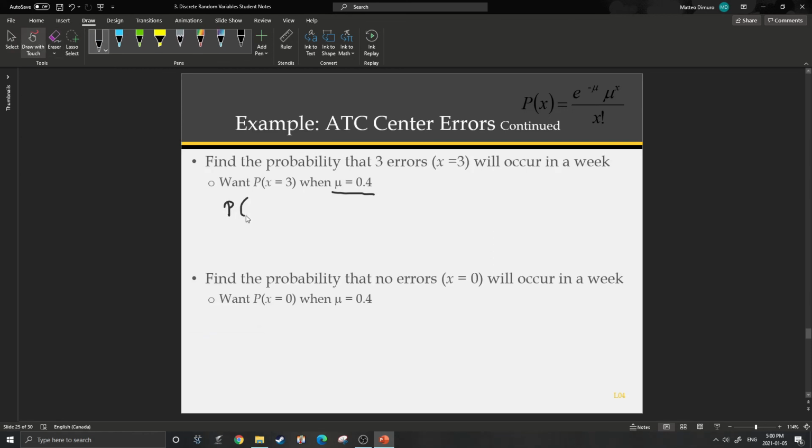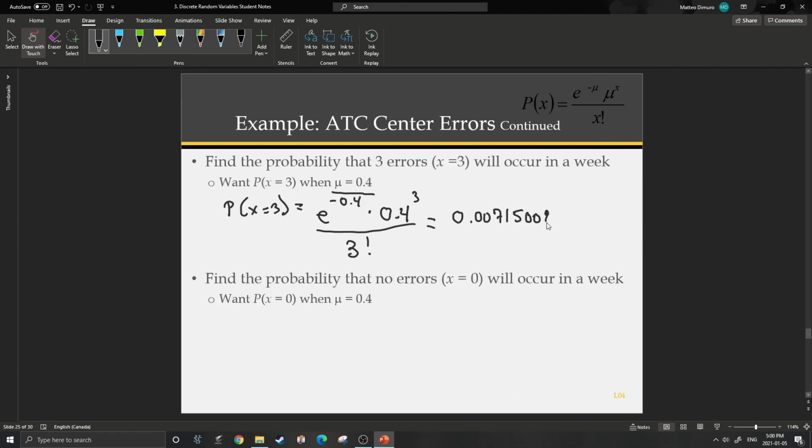So you're going to write something like this. Now, remember, e is just the number 2.71, so we're just going to write the symbol for it. And we write it to the power of the negative mean times the mean, which is 0.4, raised to the power of x. Now, x is 3, so you're going to raise to the power of 3. Then we're going to divide by x factorial, so 3 factorial. Now, you can pop that in on your calculator. You might want to pause the video. But the answer I get is this one right here.